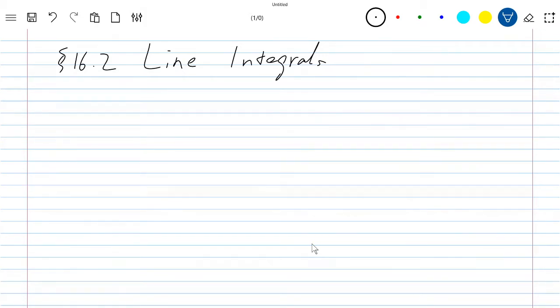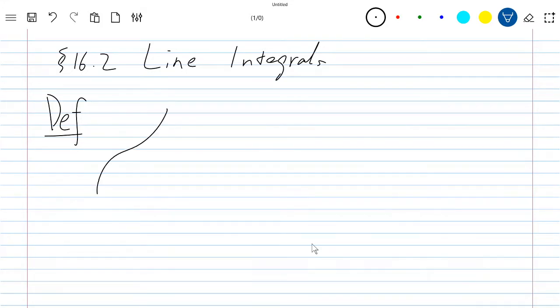Section 16.2 Line integral. Last time we defined something called a potential field, and we said we will study when a given field can be identified as a potential field. To prepare for that, we will introduce something called a line integral. There are two types of line integral. First one is a scalar line integral, which means it's defined for a scalar function.